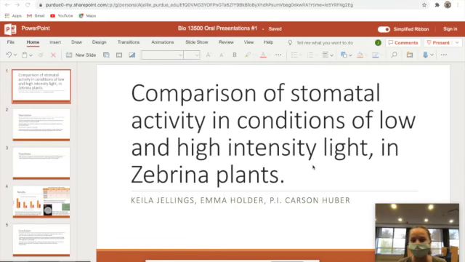Hello and welcome to our presentation of our research on comparison of stomatal activity in conditions of low and high intensity light in Zebrina plants. Our investigators on this research were Keila Jennings, Eva Holder, and our principal investigator, Carson Huber.